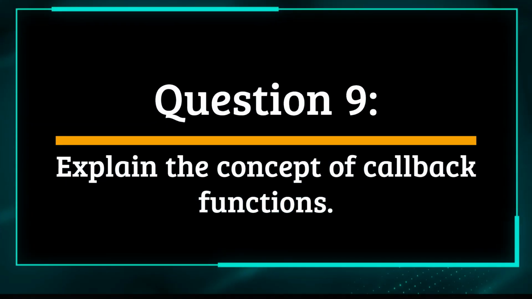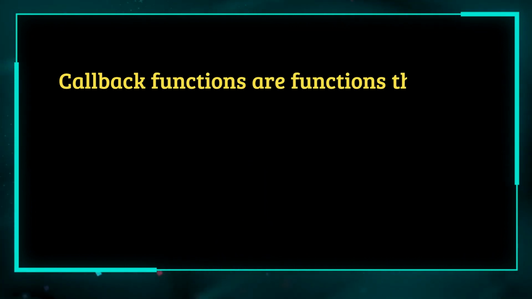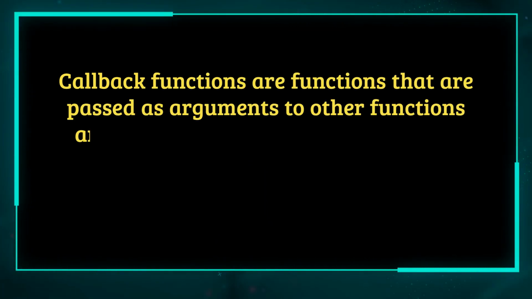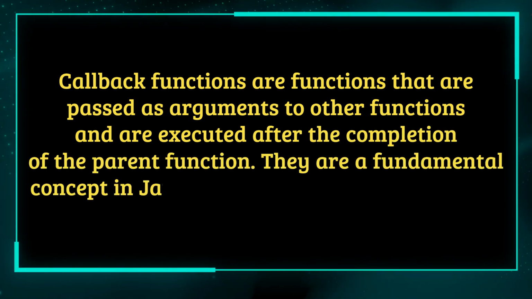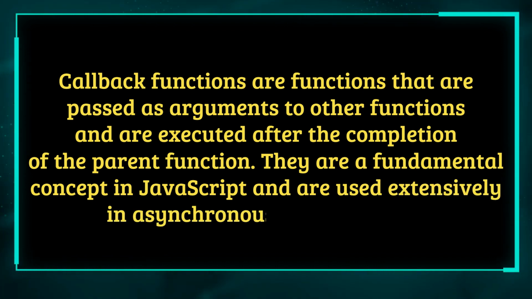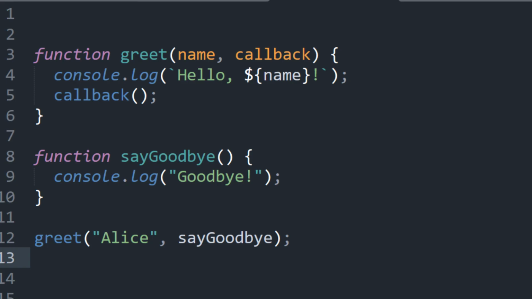Question 9. Explain the concept of callback functions. Callback functions are functions that are passed as arguments to other functions and are executed after the completion of the parent function. They are a fundamental concept in JavaScript and are used extensively in asynchronous programming. Here's a simple example of a callback function. In this example, the greet function takes two arguments, name and callback. It logs a greeting and then calls the callback function. In this case, the sayGoodbye function is passed as the callback and is executed after the greeting.